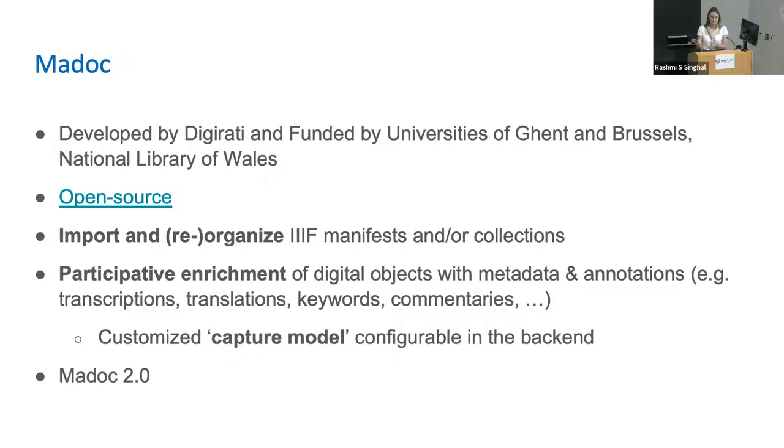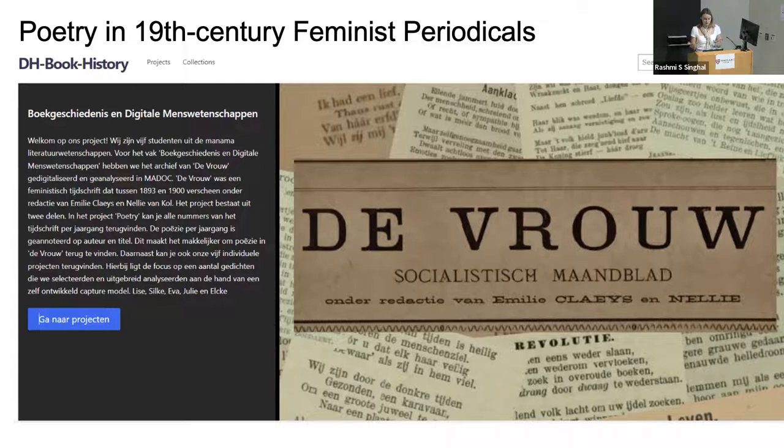Within this specific teaching case, there was a whole collection of feminist periodicals, 19th century feminist periodicals. Occasionally on a page, you could find a poem within those periodicals. But it's hard if you're only interested in analyzing poetry to know where to look. So you first have to identify all those poems before you even know what you want to analyze, why this was important and whatnot.